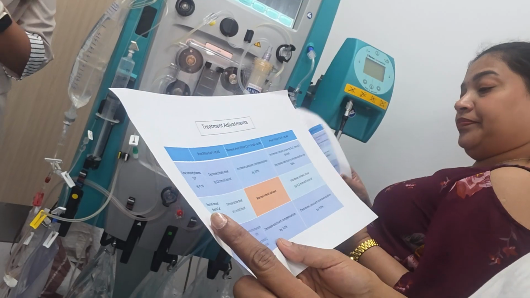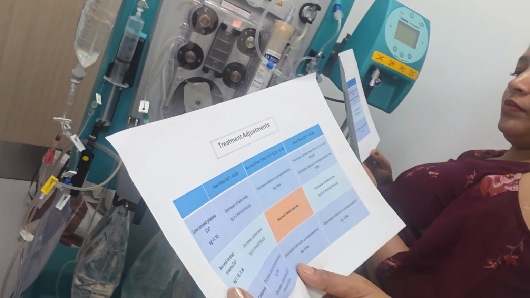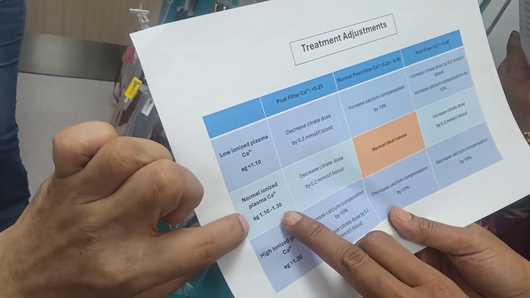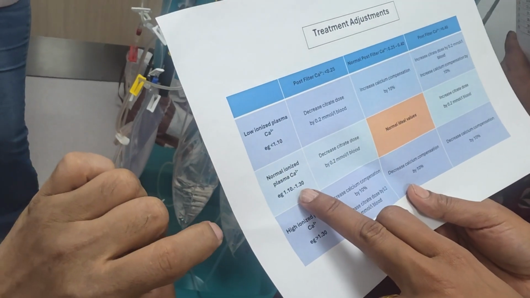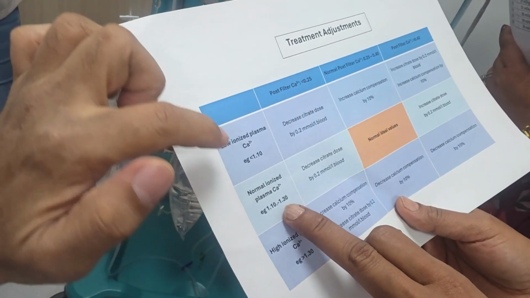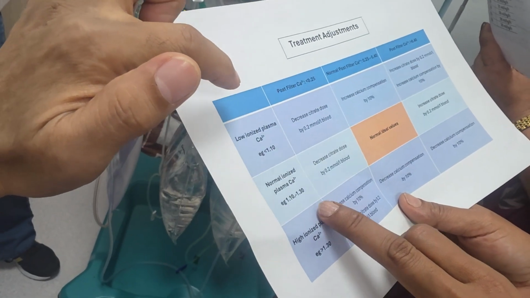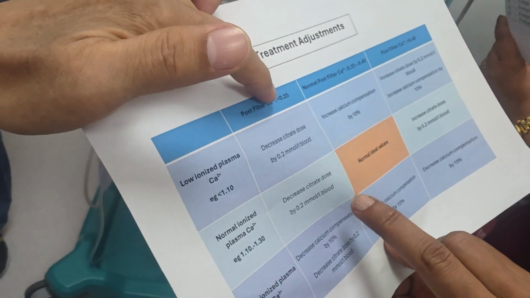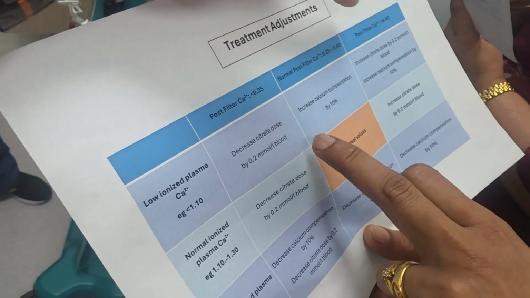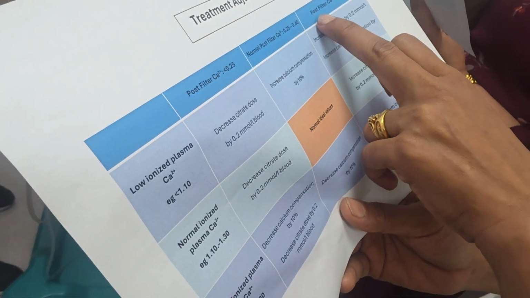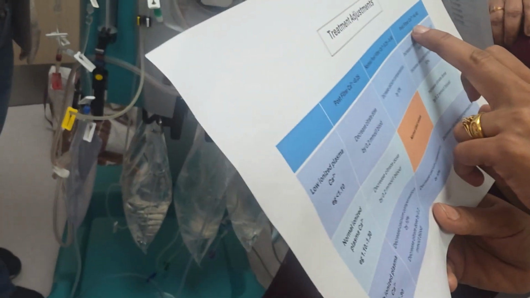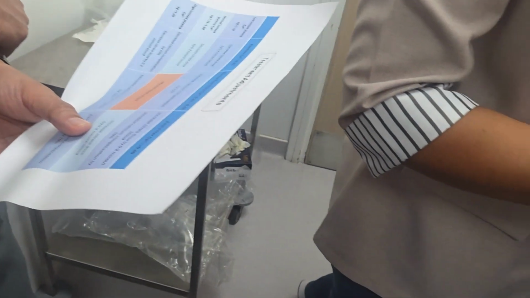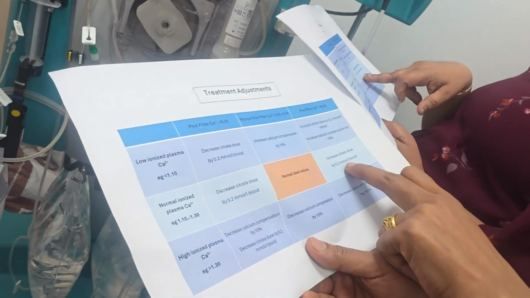Now, the second hour, you took again 2 ABGs. From patient side, 1.15, still within range. Machine side, 0.45. This is higher than the first one. Patient normal. So what will you do? Increase the citrate dose.